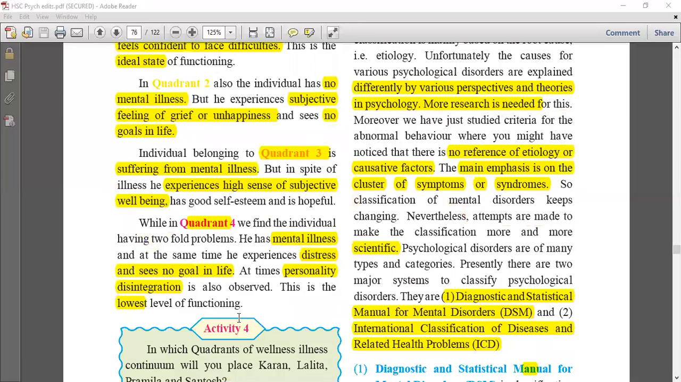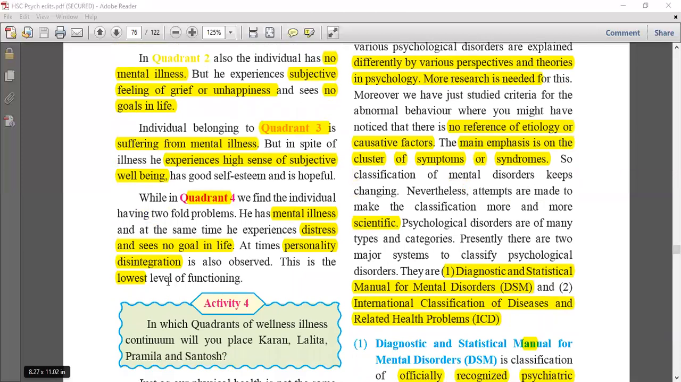And quadrant four, subjective well-being, basically a lot of people also use this term for happiness. Quadrant four basically is you have mental illness, and you're also distressed and you've given up hope, you have no goal. At times personality disintegration is observed. Personality disintegration basically is in those personality disorders where you're not quite yourself.